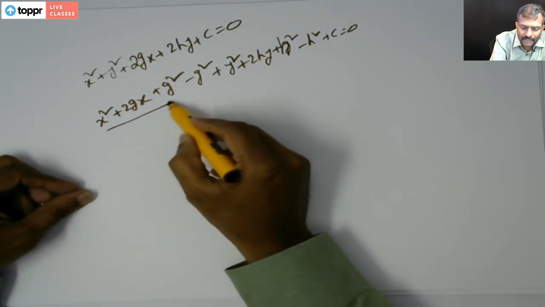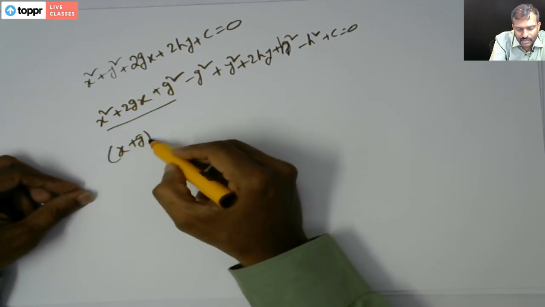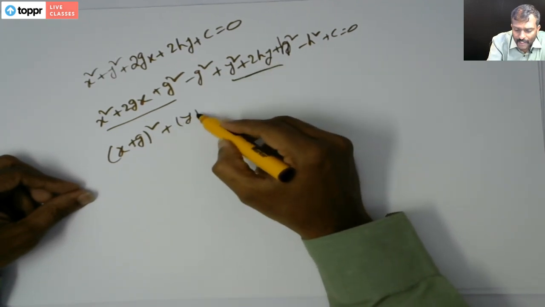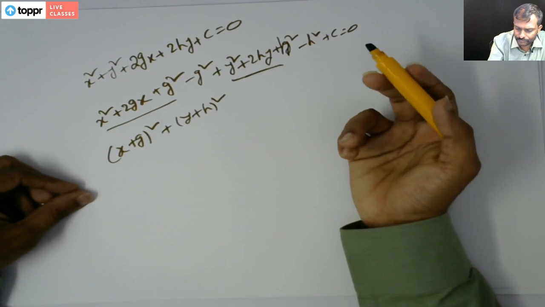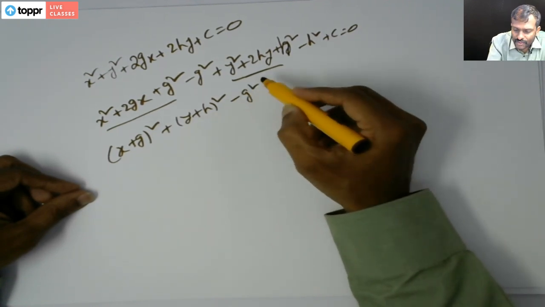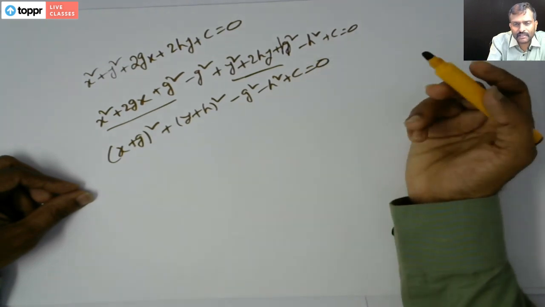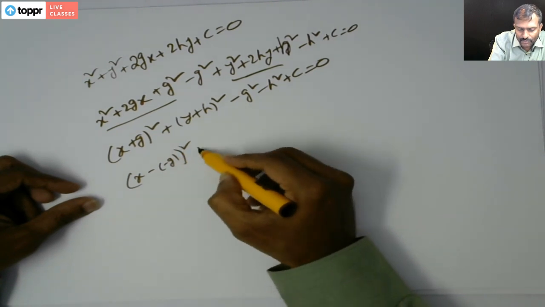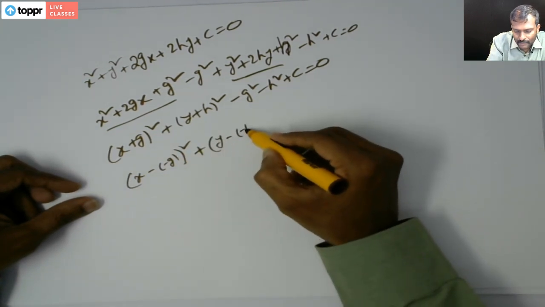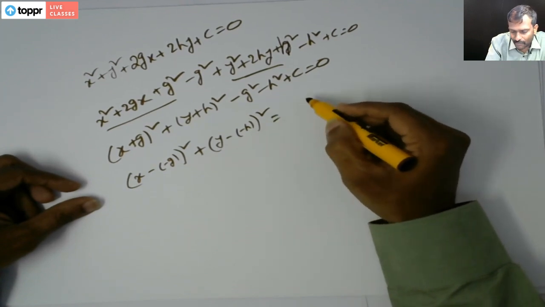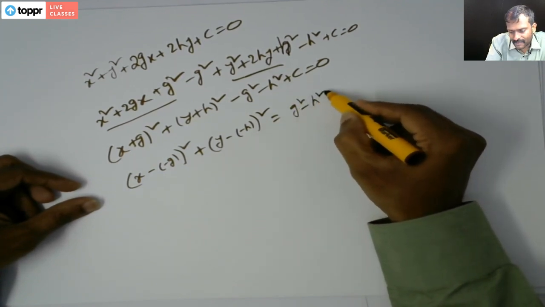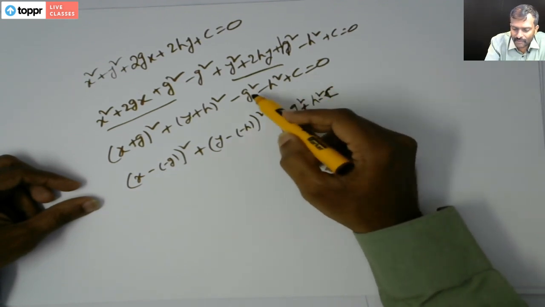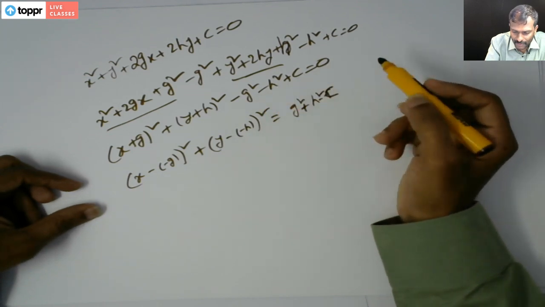Then I can write this as x plus g whole square plus y plus h whole square minus g square minus h square plus c is equal to 0. Then this can be written as x plus g whole square plus y plus h whole square is equal to g square plus h square minus c, because when you send these two across they will be positive and that will be the negative value.